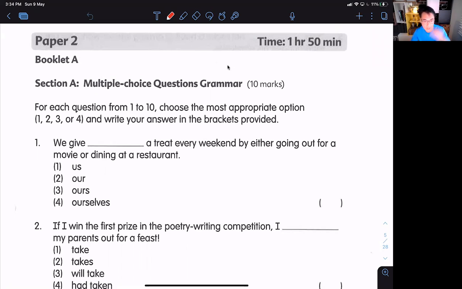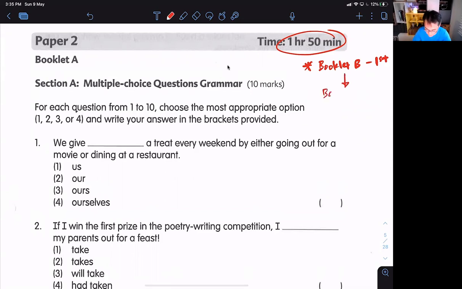I trust that by now all of you have finished this paper. The duration is 1 hour and 50 minutes. So I hope that you've managed to finish the paper within this time limit. And remember, I always recommend that you start with booklet B, right? And after you finish booklet B, where you use up your energy and you're at your freshest and you are confronting the more difficult questions, then you can progress on to booklet A, right?